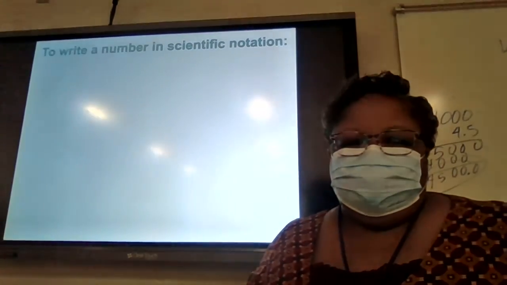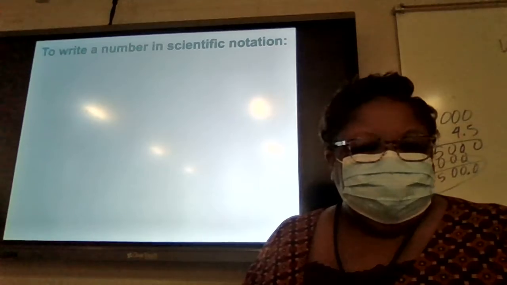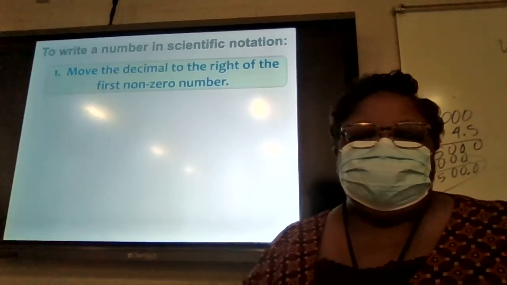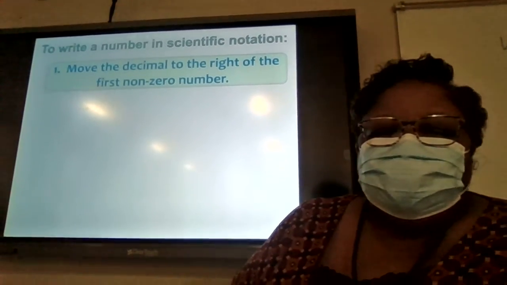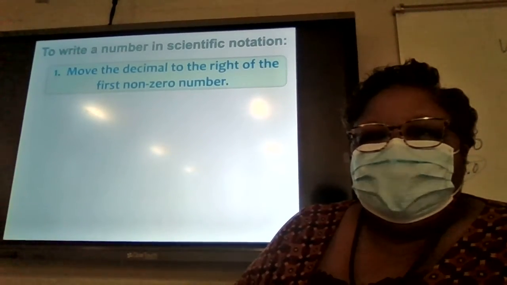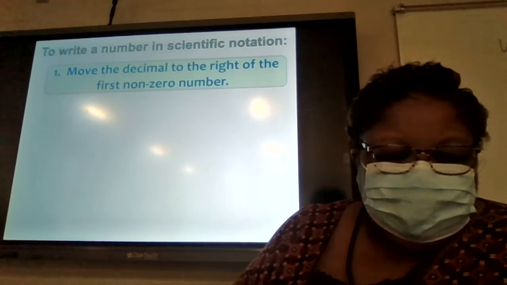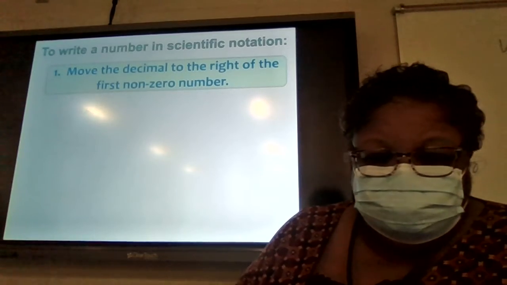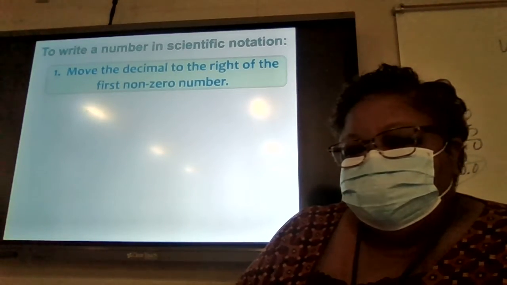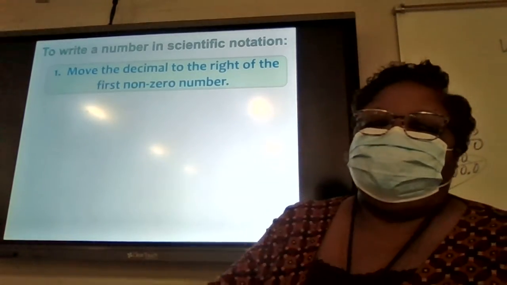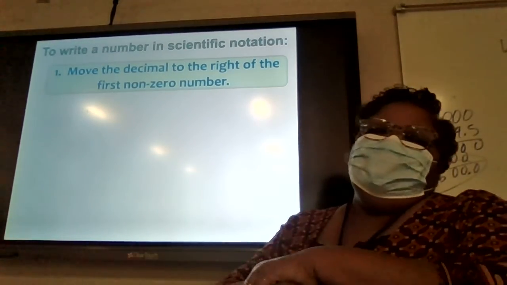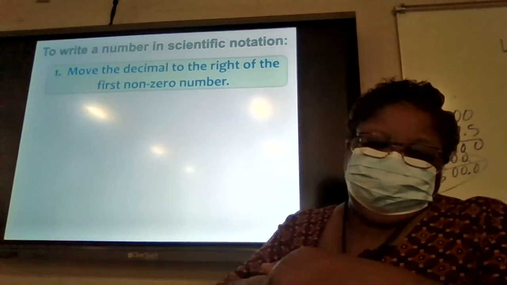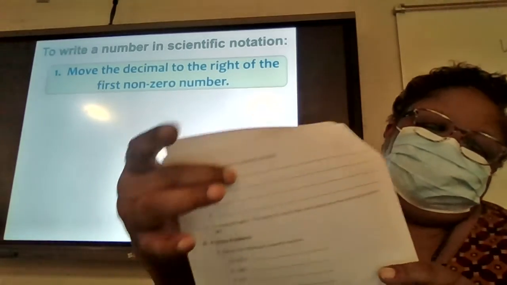So here are the steps. On the next page, that's going to be F. To write a number in scientific notation, move the decimal to the right of the first non-zero number. So we want to write that in F1. Move the decimal to the right of the first non-zero number. Let's write that right here.